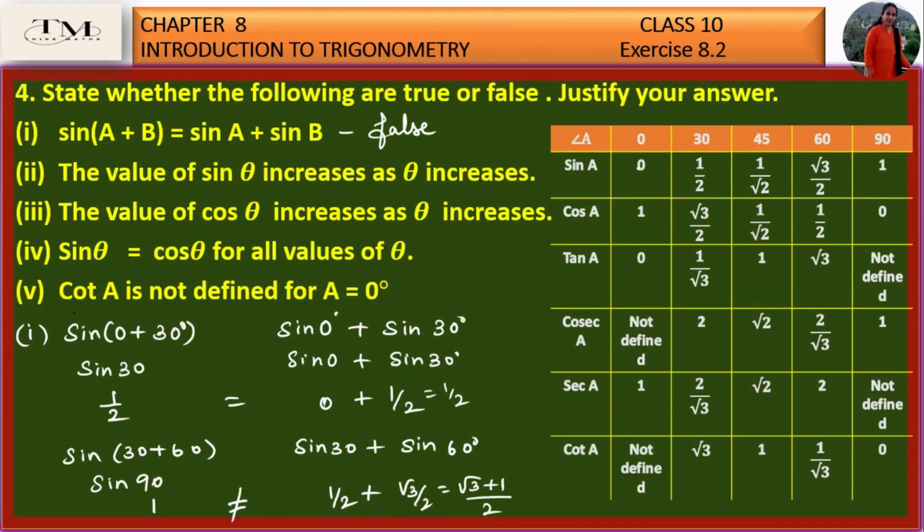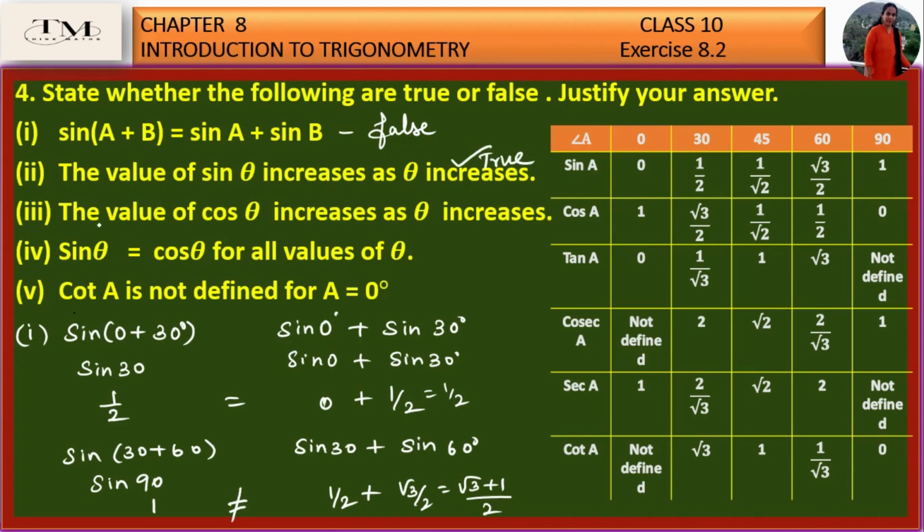Now, second part: the value of sin theta increases as theta increases. So here, theta is in ascending order: 0, 30, 45, 60, 90. So it is increasing. Now check the value of sin. It is 0, 1 by 2, 1 by root 2, root 3 by 2, 1. So it is in increasing order, 0 to 1. So sin theta will increase as theta increases. So this is right, that is true.